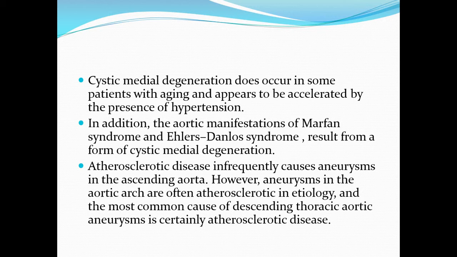Atherosclerotic disease infrequently causes aneurysms in the ascending aorta. However, aneurysms in the aortic arch are often atherosclerotic in etiology, and the most common cause of descending thoracic aortic aneurysms is certainly atherosclerotic disease. So atherosclerosis causes aneurysms in the descending thoracic aorta and aortic arch.